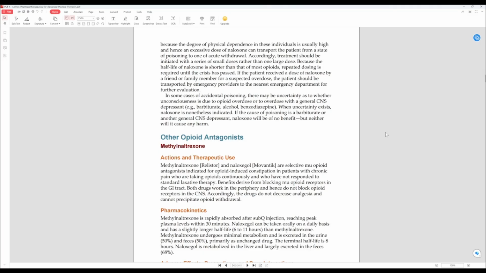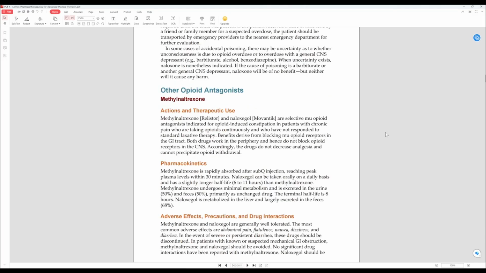If the patient is receiving a dose of Narcan from a friend or family member for a suspected overdose, the patient should be transported to the nearest emergency department, where providers can provide further evaluation. In some cases of accidental poisoning, there may be uncertainty as to whether unconsciousness is due to an opioid overdose or an overdose with a general CNS depressant. When uncertainty exists, Narcan is nonetheless indicated. If the cause is poisoning, for example, from a barbiturate or another general CNS depressant, Narcan will not have any benefit, but neither will it cause any further harm.